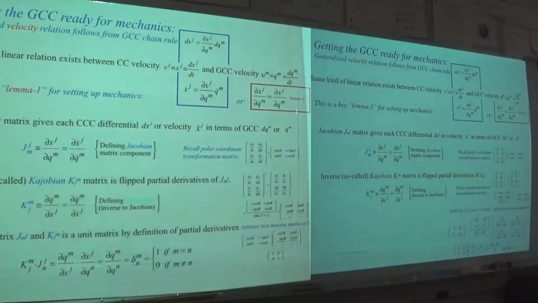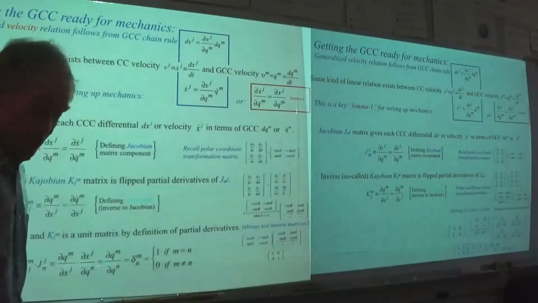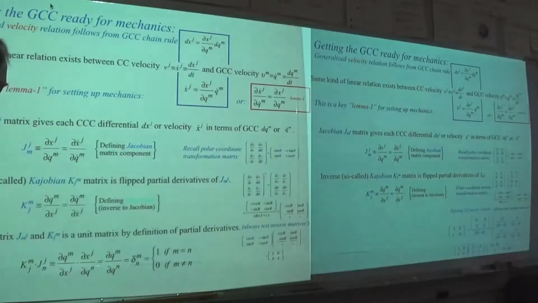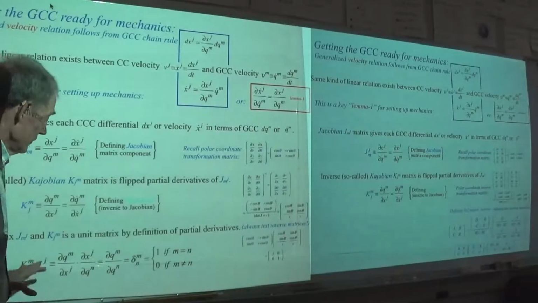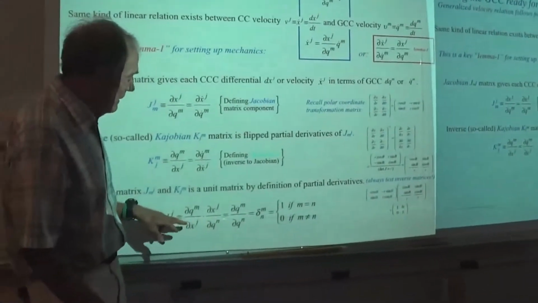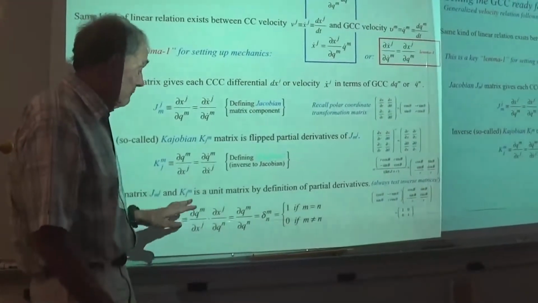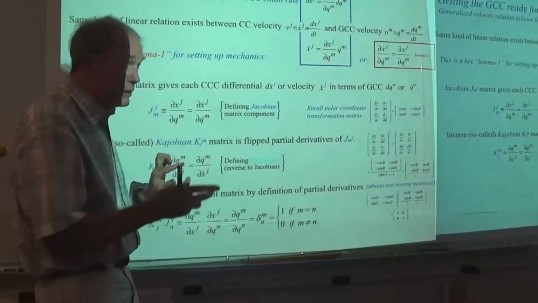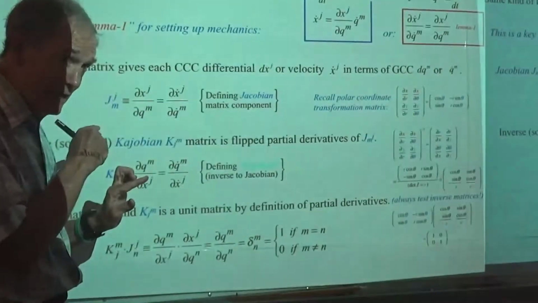Now, see if there's anything else. Yes, I say always test your inverses. Make sure they give a unit matrix when they're put together. So this is quite an important equation right here. And this is an equation that I like to say is equivalent to the completeness relation when you're doing bra-kets.